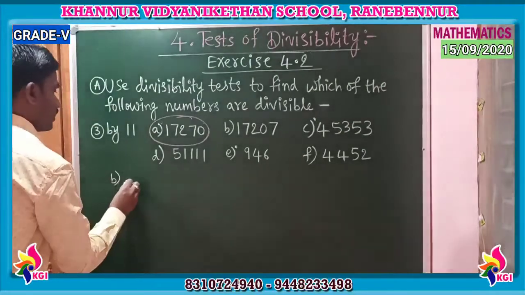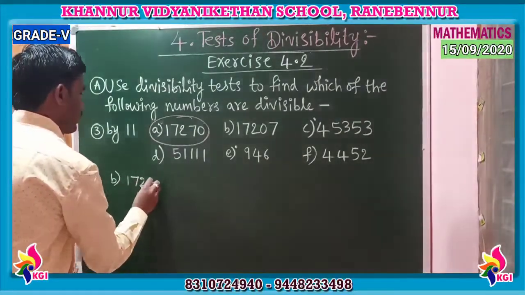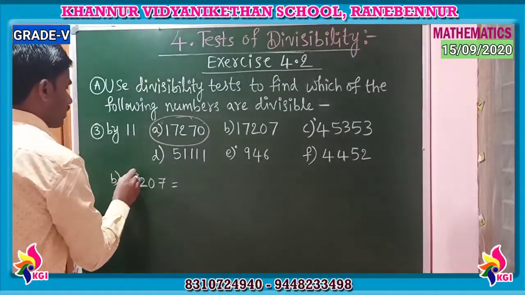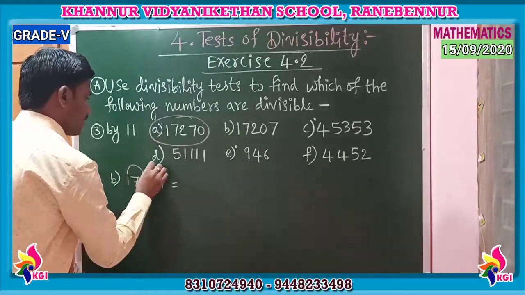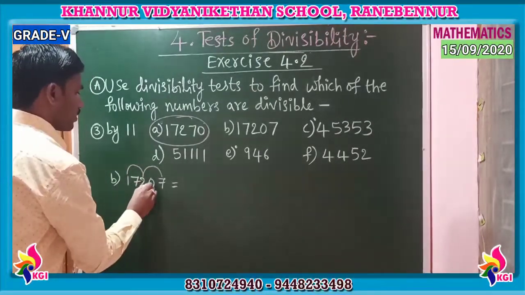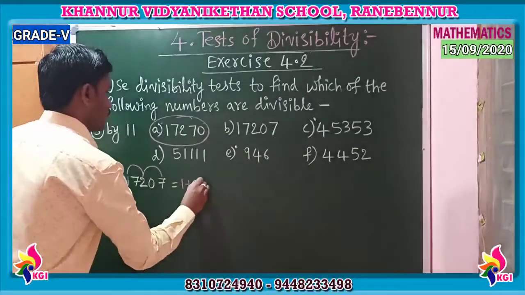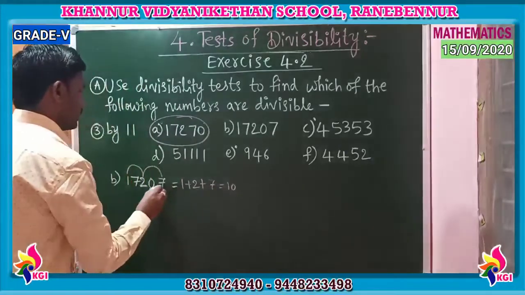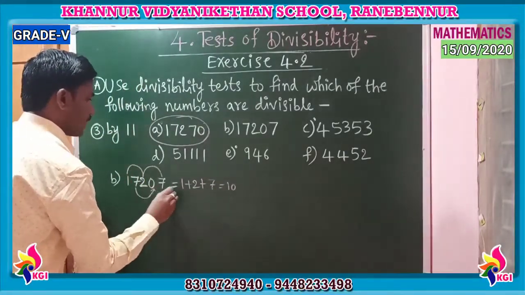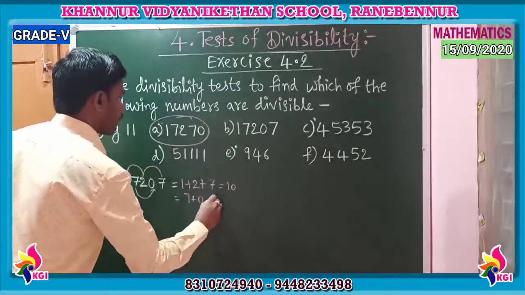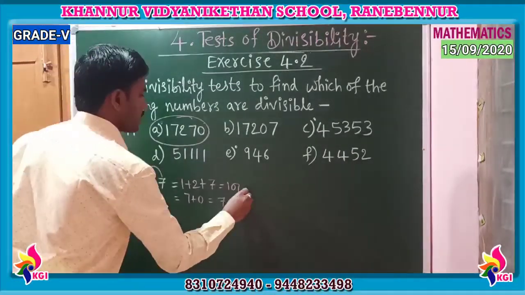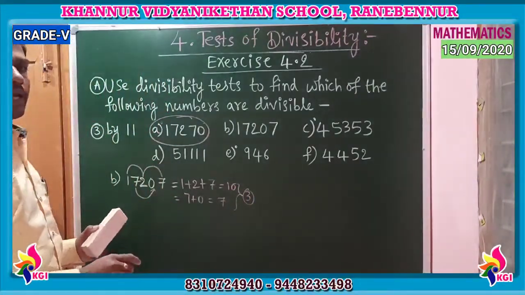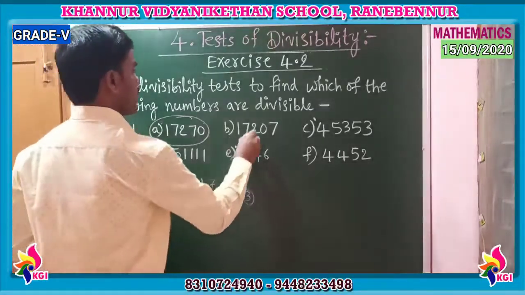B option is like this: 17,207. First of all, we take the sum of its alternate digits. First, third and fifth digits: 1 plus 2 plus 7, 1 plus 2 is 3, 3 plus 7 is 10. Then the second and fourth digits: 7 plus 0 is 7. The difference, 10 minus 7, is 3, but 3 is not divisible by 11. That's why this number is not divisible by 11.